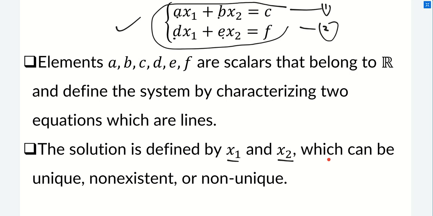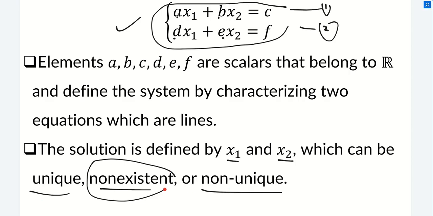For this unknown, I've already explained in the previous slide that the solution can be unique, non-existent, or non-unique. Non-existent means there is no solution when we solve this equation, or we are going to have several solutions, meaning one solution is going to be a multiple of the other. Then a unique solution is when we have a solution that exists.